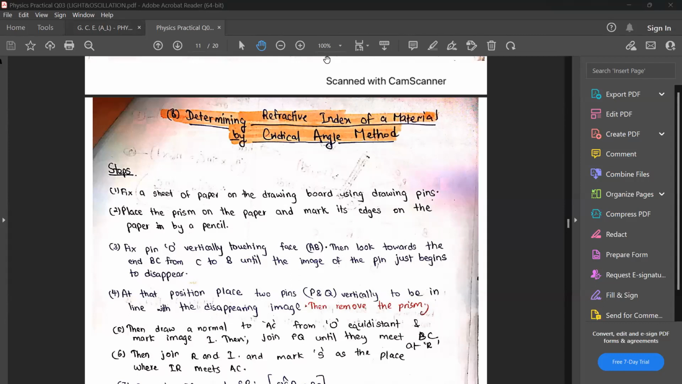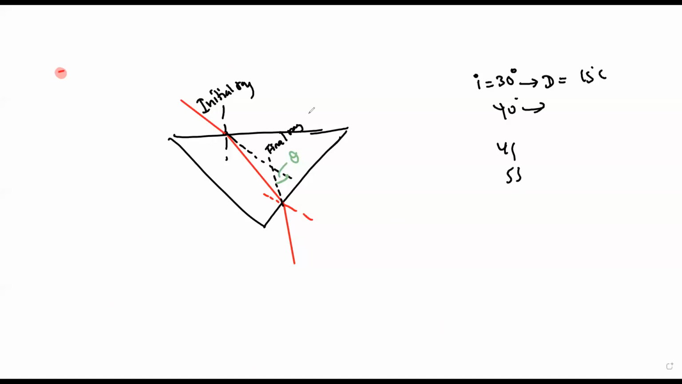Here also you have a prism, let's say something like this. This practical is a frequently asked one, so you should remember the points well. So you have a prism like this, and let's say you have a point like this. Now you are going to determine the refractive index of this glass.